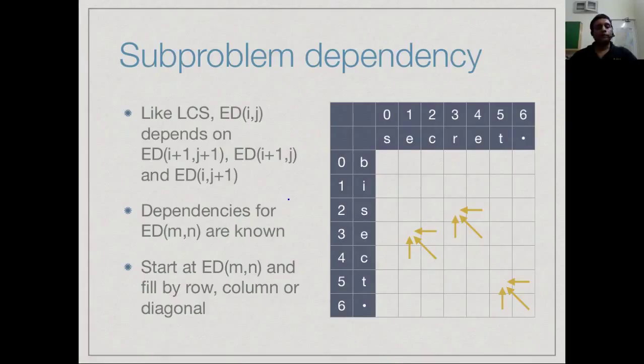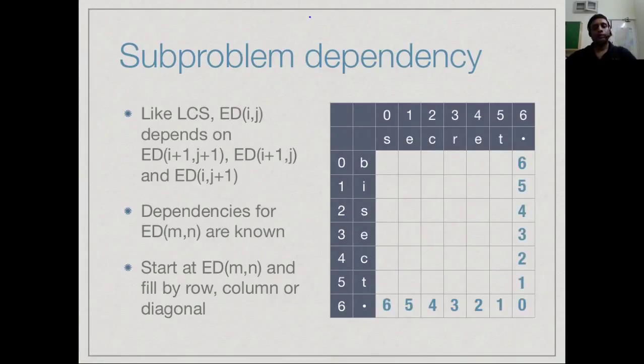So the inductive substructure in edit distance is exactly the same as in LCS. Okay? Every position depends on i plus 1, j plus 1 and the i plus 1, j and i, j plus 1. Okay? So we have the same three neighbor dependency that we had before. And as usual, we can start at the bottom right corner and work backwards row by row or column by column. Okay? So in this case, remember that the boundary condition is not 0, but it is n minus j plus 1. So as I go up, the number increases.